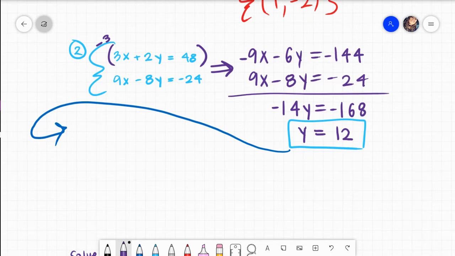So let's actually do that. Am I purple? I'm purple. There's something on my screen.